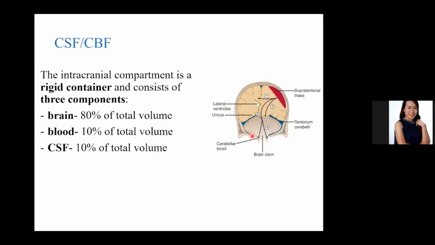We have what we call an intracranial compartment. So we have the cranium. This is the bone that surrounds the brain. We call that the cranium. And when you say intracranial compartment, this is a rigid container. Of course, in adults, this is already rigid.